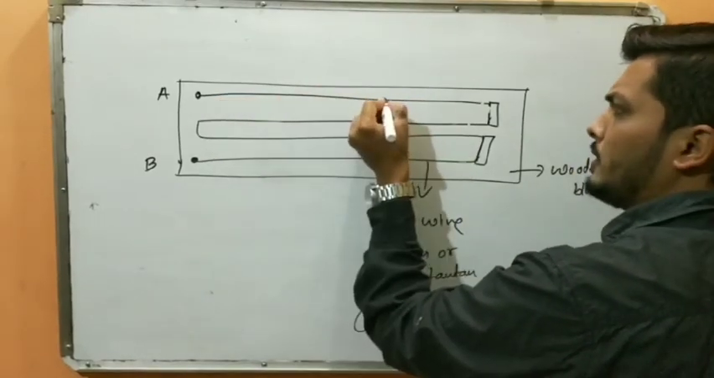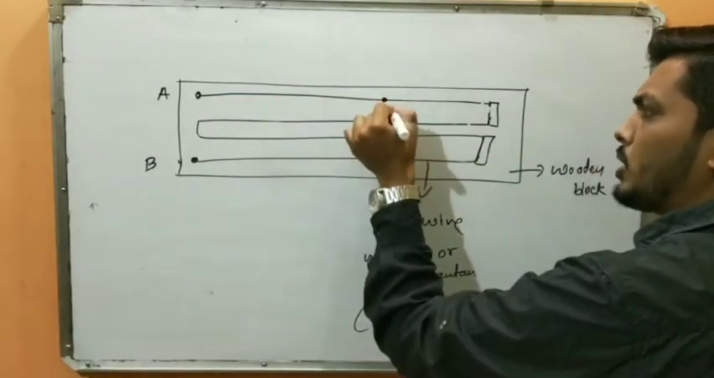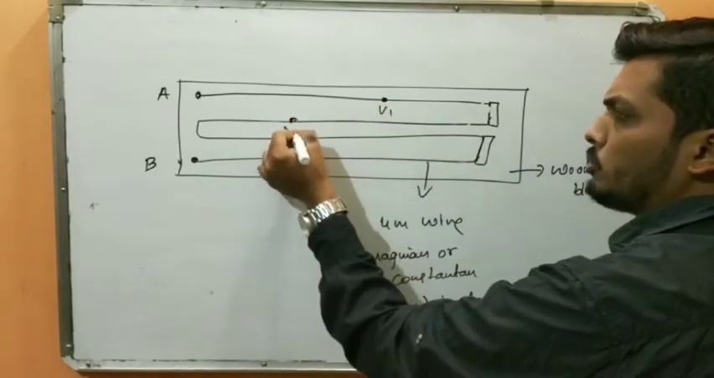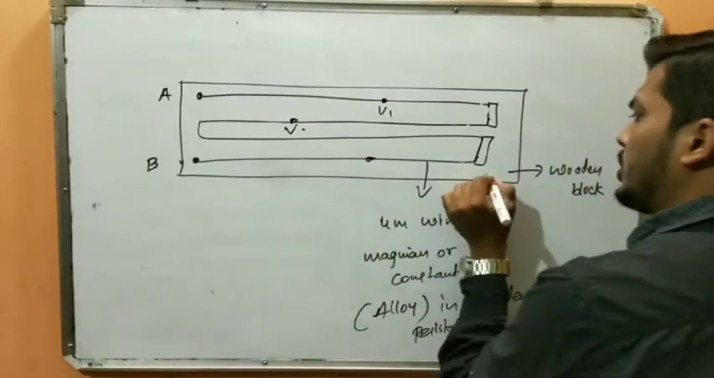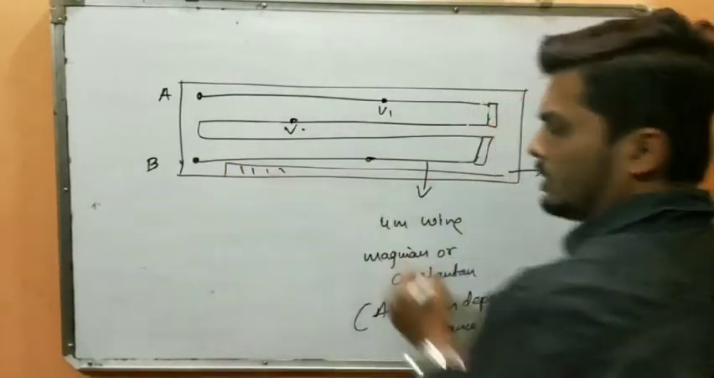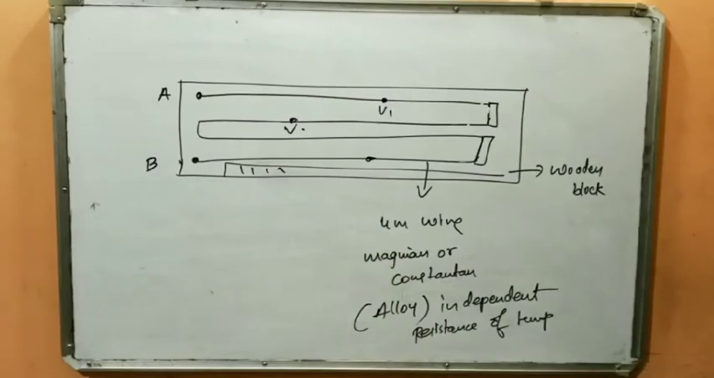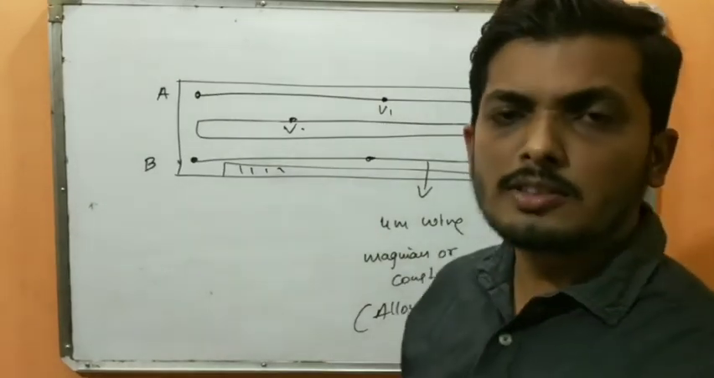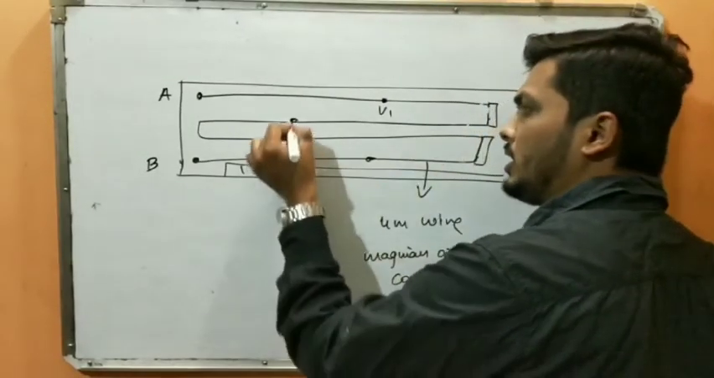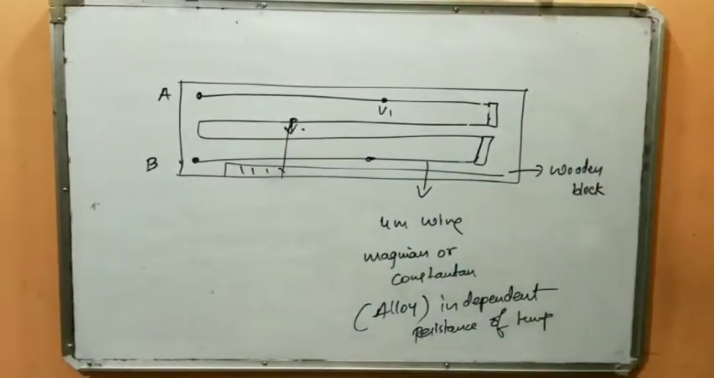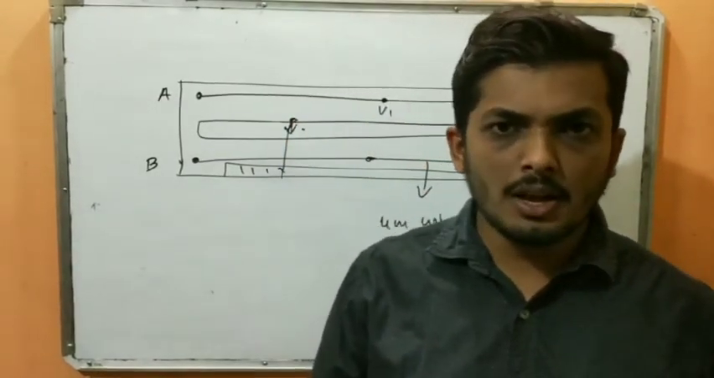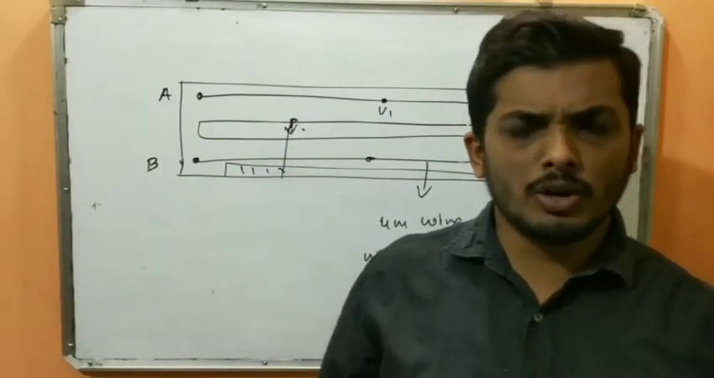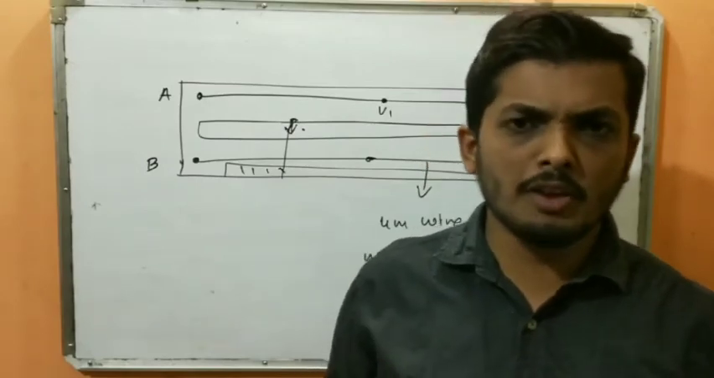So if I get a balancing length at this point, then this is the potential V1. If I get it at this point, this will be the potential. If I get it at this point, this will be the potential. And correspondingly the scale will be attached to it, just like we had taken in the meter bridge itself. The scale is just to tell you an accurate reading. Yes, okay. So I hope you have understood, you have differentiated between a meter bridge and the potentiometer. Quite similar, the only thing is instead of a 1-meter wire we are taking a 4-meter wire.